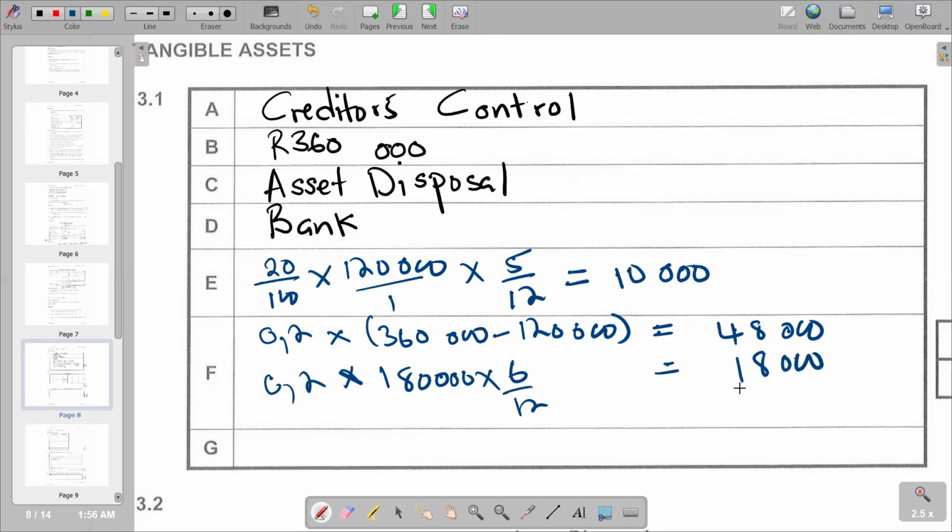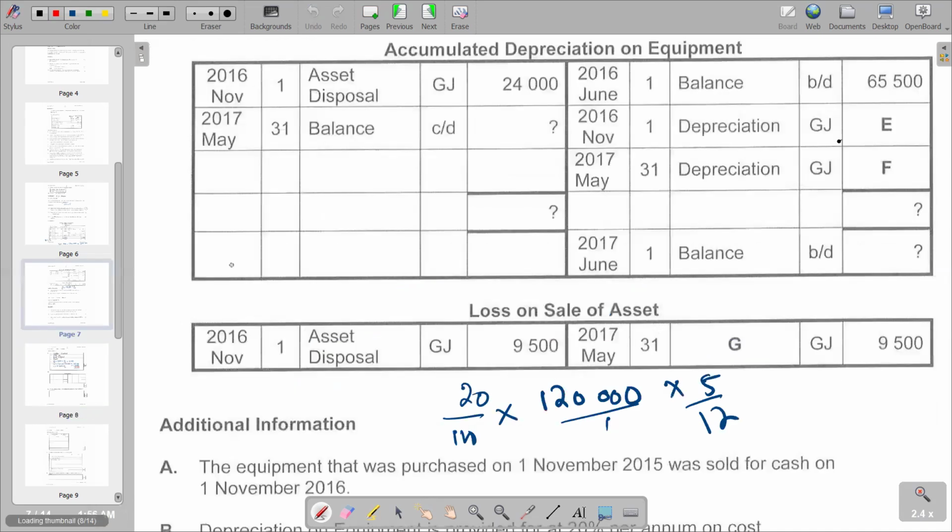And then from there, you can now add the two so that you get the total. So we add, we see that the total that you're supposed to get is 66,000. So that's what we have. Then go to the next part, which is now our F.